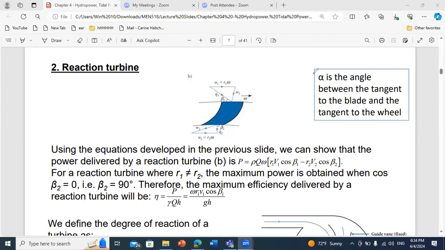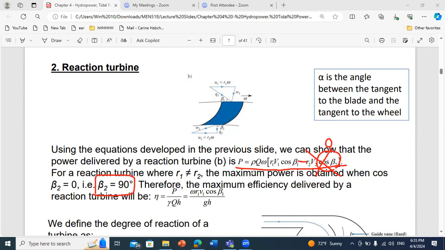and we can maximize the extracted power. So for this turbine, our purpose is to try to maximize the power at output. This is why we say, if we look at this expression, we can have a maximum power when cosine beta 2 is equal to 0. So when we subtract a term equal to 0, then we can get the maximum possible power. So this will happen for beta 2 equal to 90 degrees.